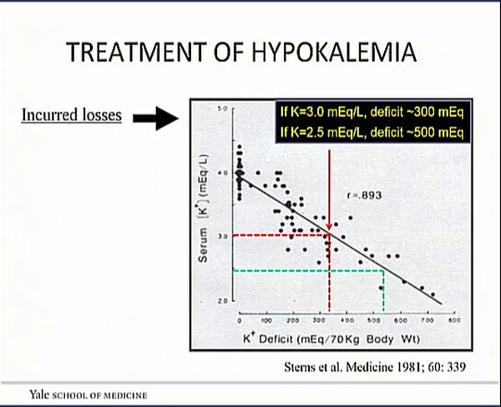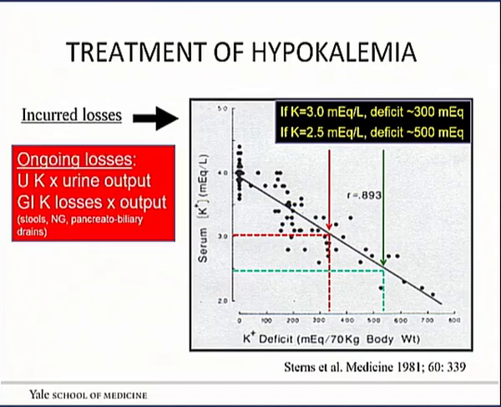Okay? Remember that. By the time you get to 2.5, you already have more than 500 of deficit, and so on and so forth as you go down. So remember, these patients can have very large losses. Remember that to understand why you're trying to replace and you're not getting anywhere.